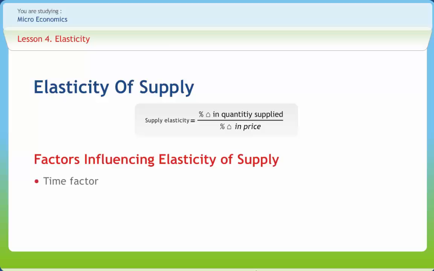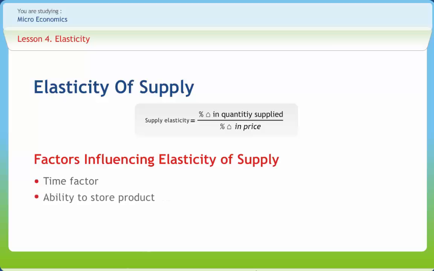Time factor. There are 3 supply periods based on the time factor: the momentary period, the short period, and the long period. In the momentary time period, the elasticity of supply is 0. In the short run, supply is more elastic than in the momentary period. In the long run, all factors are variable, and so supply is more elastic than in the short run.